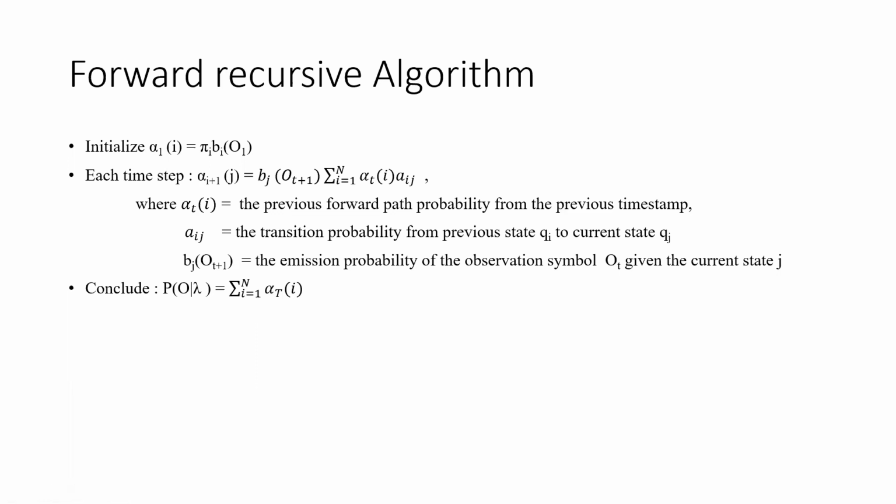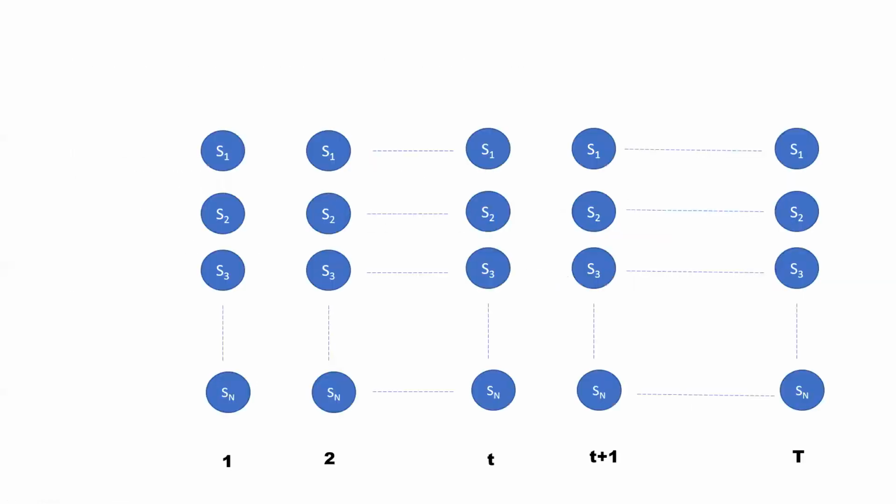So let us explain this one with a figure. We have to compute the probability of the observation sequence up to time t. So we start from the first time step, second time step, tth time step, t plus 1 time step, up to capital T time step. At each time step, the system can be in any one of the states. So there are total N states. The system can be in any one of the states at time 1. At time 2 also, the system can be in any one of the states. That is what this figure shows.